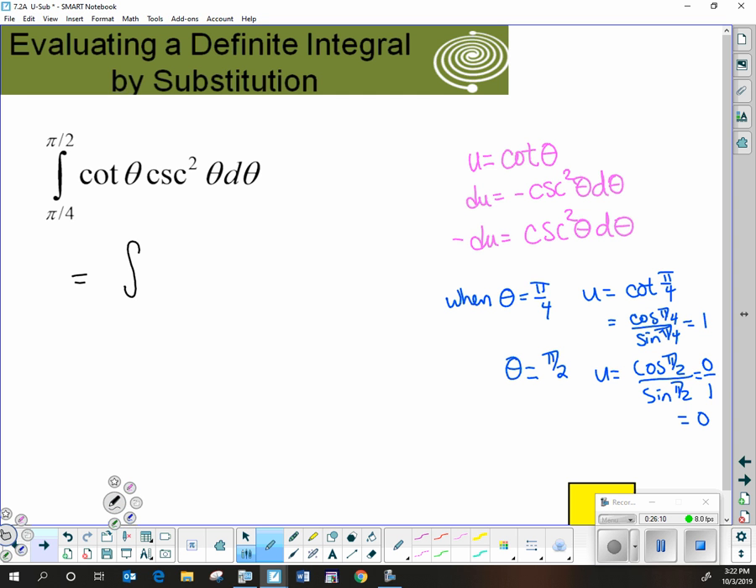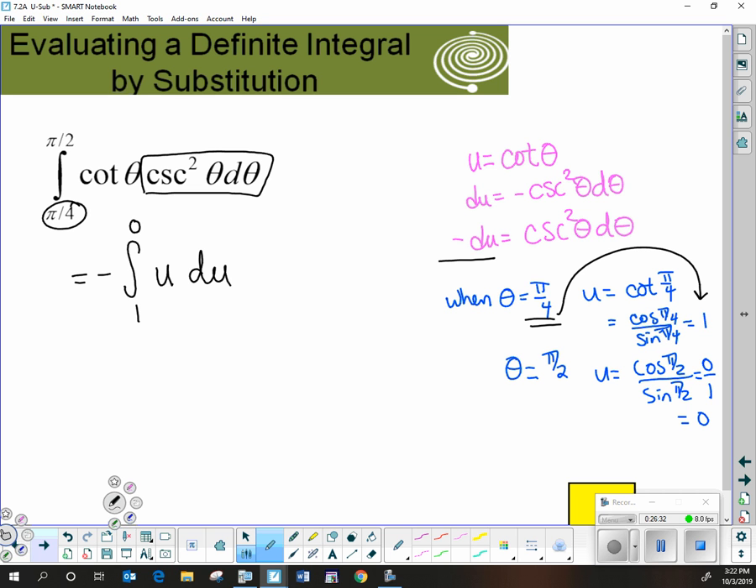Integral. Pi over 4 became 1. Pi over 2 evaluated to 0. Cotangent was our u, and this was a negative du. To follow all my substitutions, pi over 4 shifts to 1. Pi over 2 shifts to 0. And then u was cotangent. This was negative du. Well, this is easy integration at least.